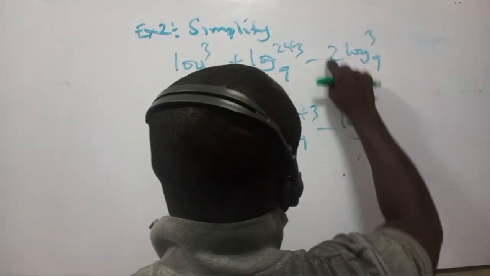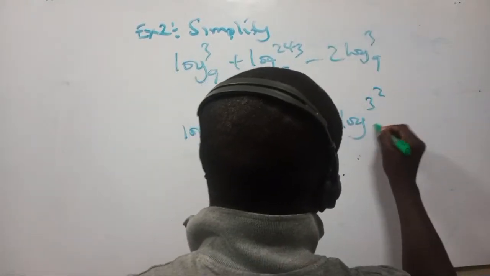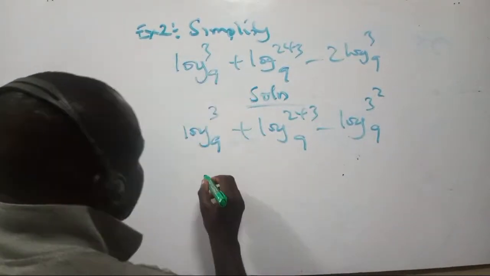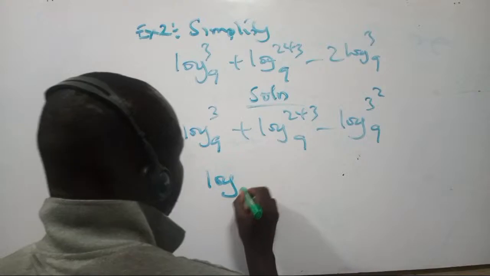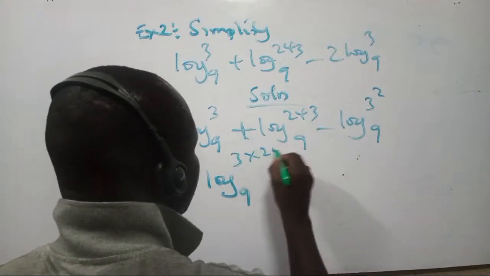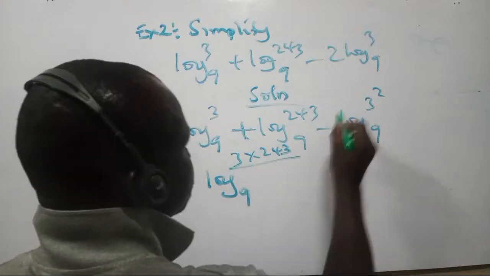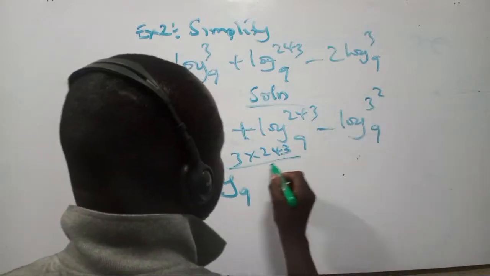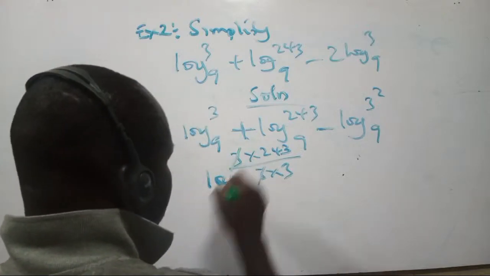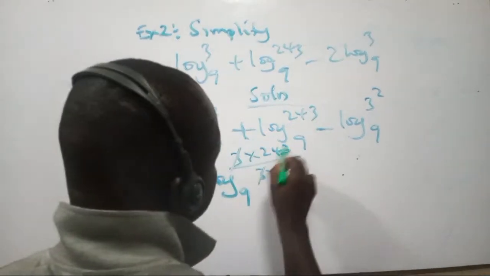In this case, these two can come up to be 3 squared base 9. Then if we move from there, what do we have? When we have addition, you multiply, times 243. Then when we have subtraction, we divide. That will be 3 times 3, since 3 squared is 3 times 3. So 3 here takes care of this, and we are left with 81.